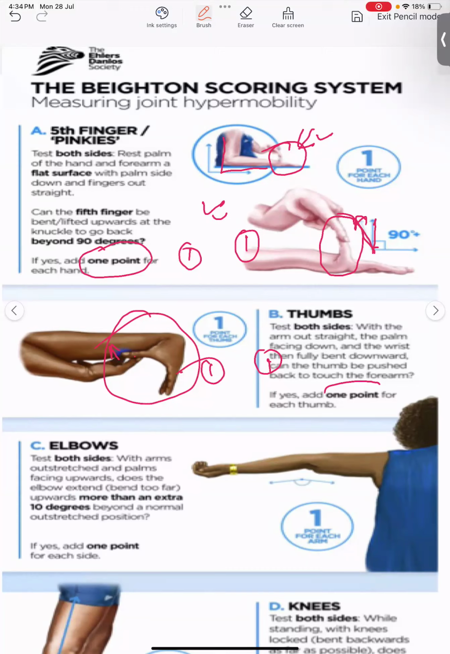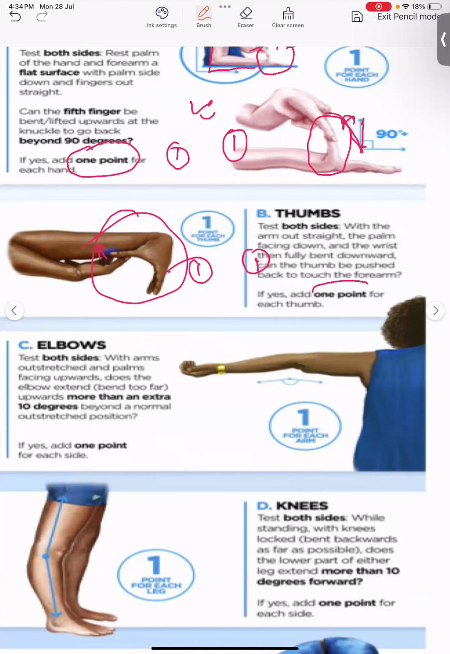Okay. The next thing about the elbow: put your elbow straight. So what is this? This is the extension position of the elbow joint. If your elbow can be extended more than 10 degrees beyond the neutral position, that is positive. See here, if you can do it by yourself.